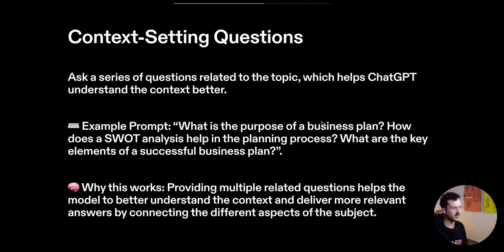There's context setting questions, right? This is one that I use a lot, but you can pass more than one question. You can say, okay, I'm going to pass you this question and this follow-up question and this follow-up question, and maybe I'm going to give you a little bit more context of why I asked those questions. This is very powerful because what you're telling the model is, look, here's all these related questions, I'm pointing at the same thing from multiple angles. What can you do with that to deliver a more relevant answer and connect all these different aspects of the subject that I want you to talk about?